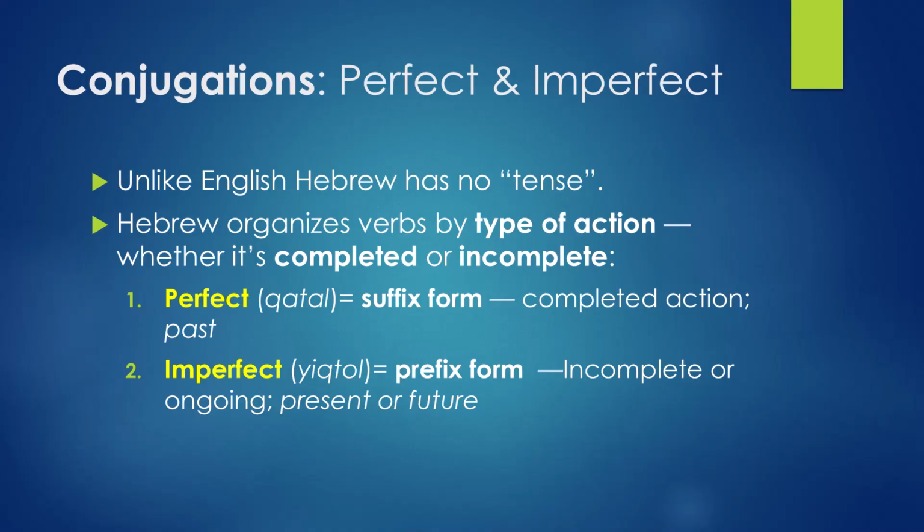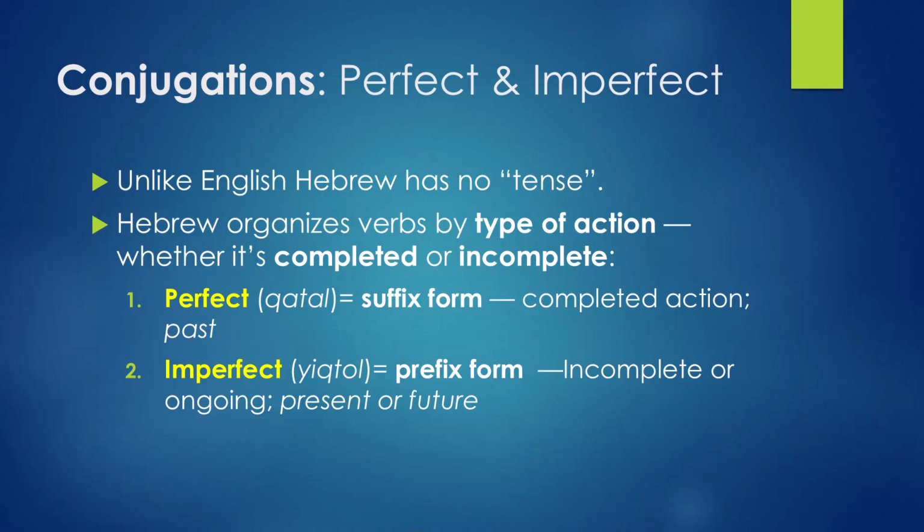Now that you have the binyanim stems, Hebrew can conjugate these stems, and by conjugate we mean change the form to indicate when and how the action happens. Hebrew does this using 2 verb conjugations. These conjugations reflect the kind of action rather than the time of the action. This means that in Hebrew, when you're talking about tense, you're talking about the kind of action, not really the time of the action.